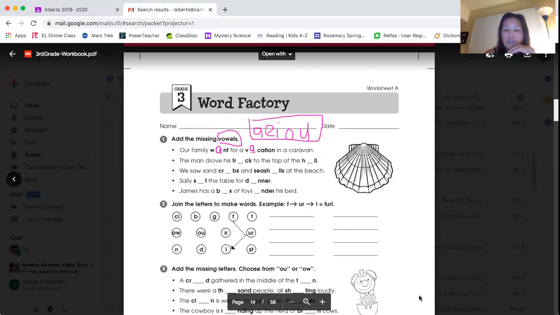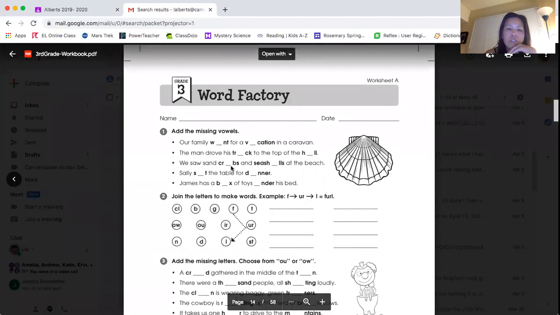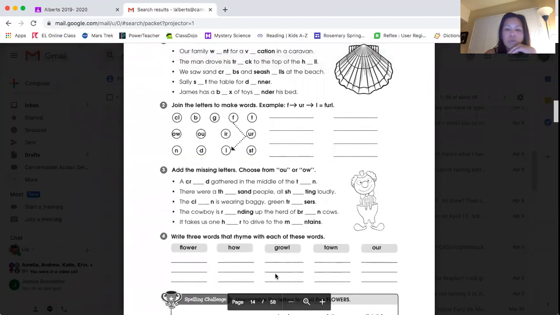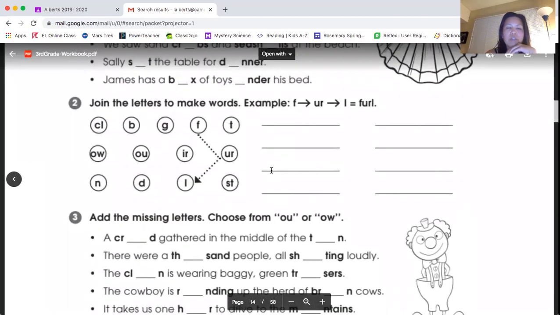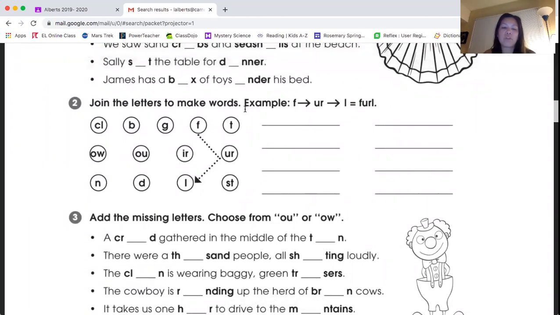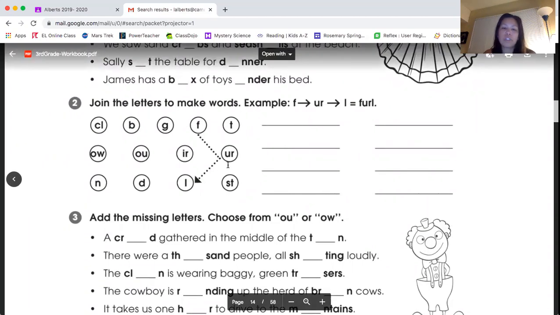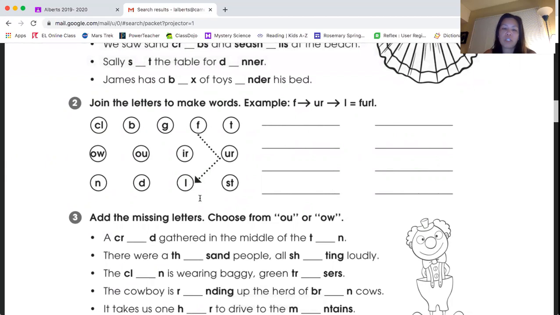Alrighty, down to question 2. Let me make this a little bit bigger. There we go, that's better. Number 2 says join the letters to make words. So for example, they combine F plus U, R plus L, and that makes furl. Okay, so you can go in any directions that you want, and then your goal is to see if you can find 8 words.